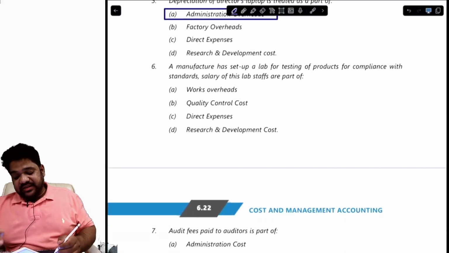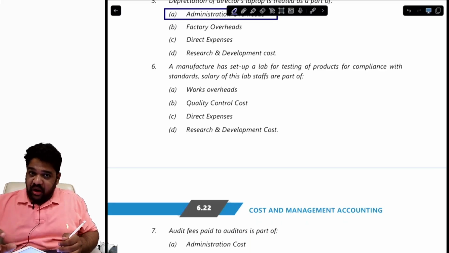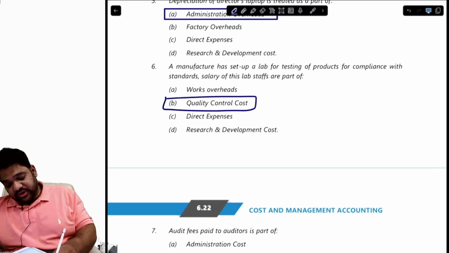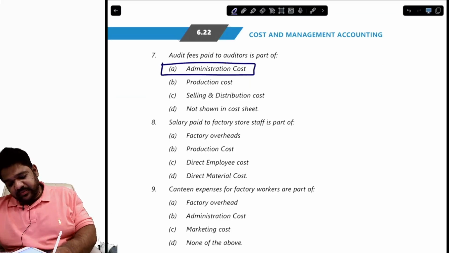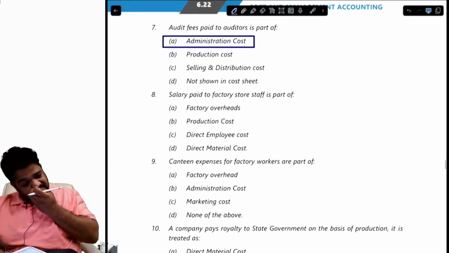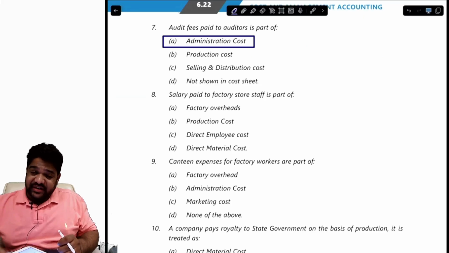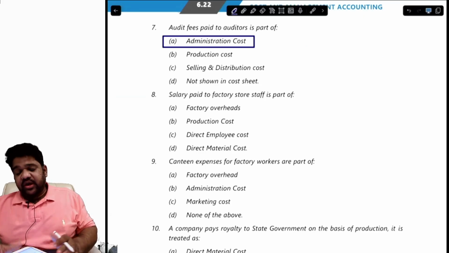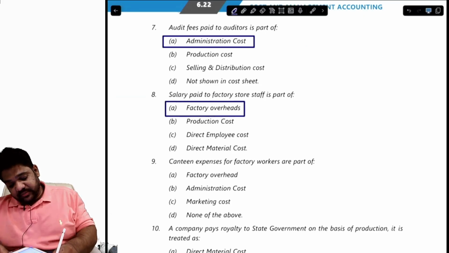A manufacturer has set up a lab for testing its products for compliance with standards. Salary of the lab staff will be part of what? Now, this is quality control. This is part of PARKS. This will be a quality control cost. Audit fees paid to auditors, very similar. Audit fees paid to auditors is administration. Salary paid to factory store staff, stores department staff. The stores is in the factory, so this will be part of factory overheads.